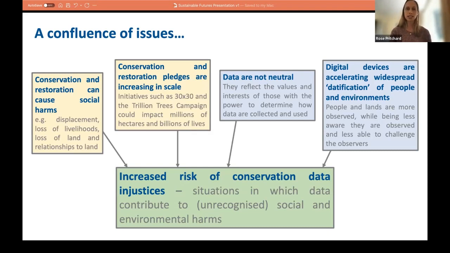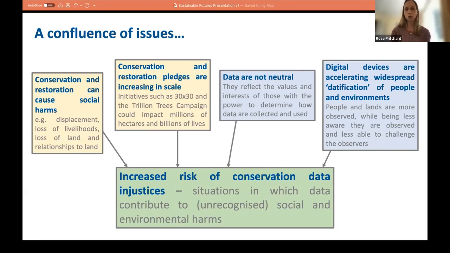And coupled with this, we have this datafication of the world. By that, I mean that more and more of our lives, more and more of our lands are captured in some kind of data because of these advances in digital devices. A lot of the work on this has been done in terms of things like social media traces or internet browsing activity, but it's equally true for conservation, with things like remote sensing technologies, satellite remote sensing, drones, camera traps, all of these other kinds of sensors.